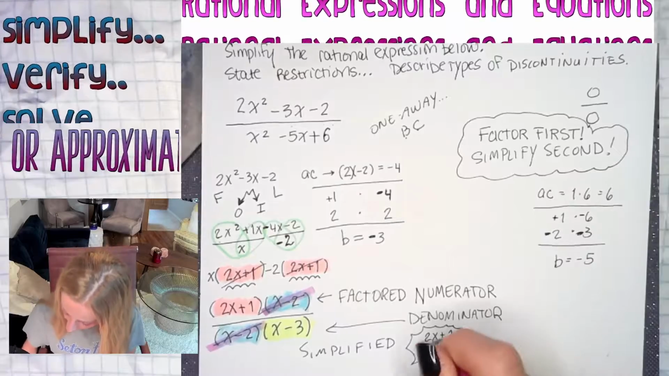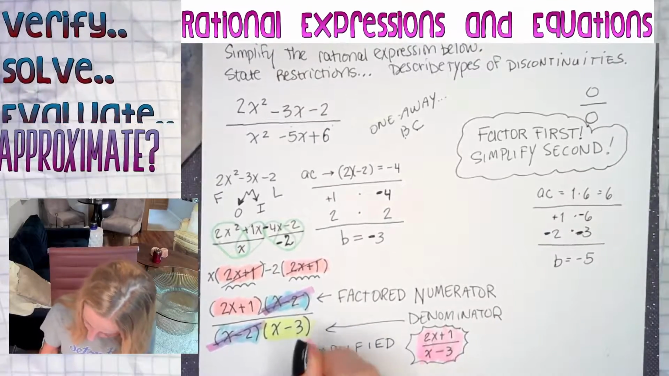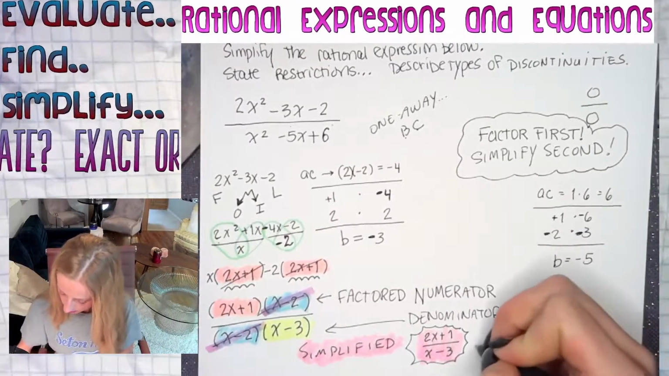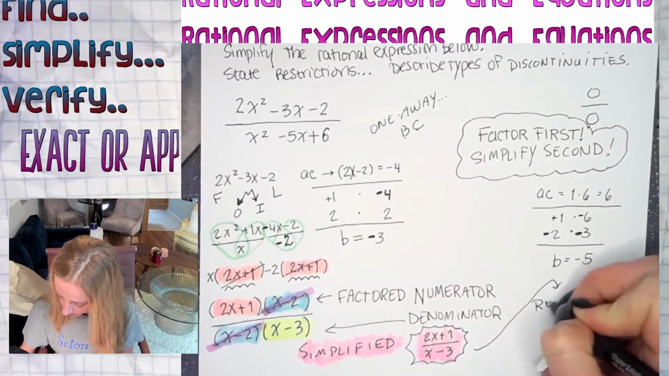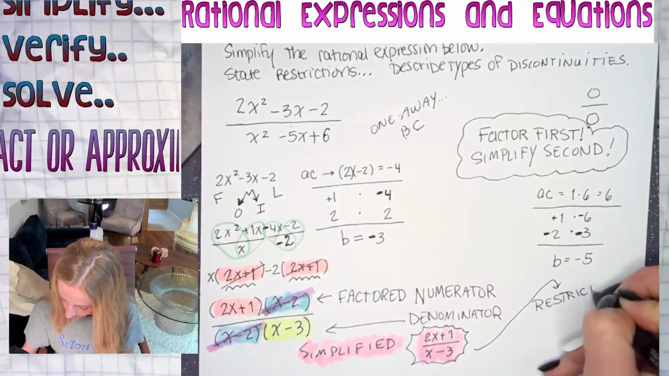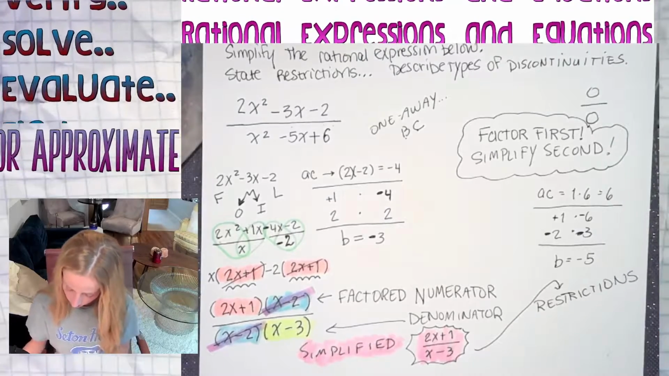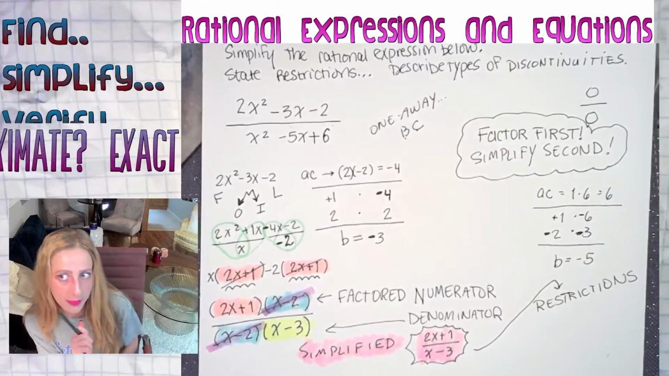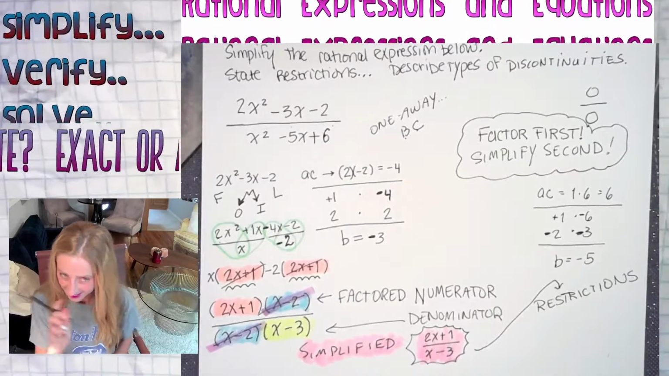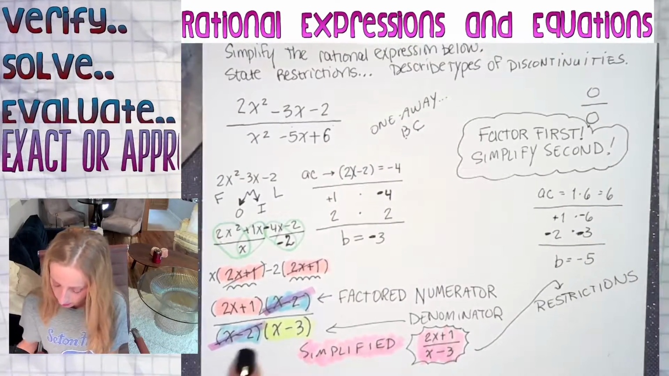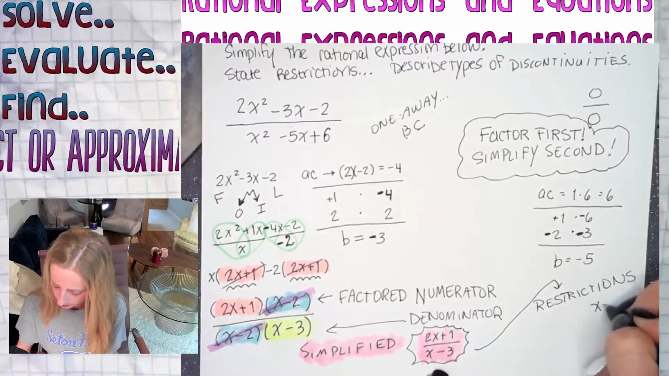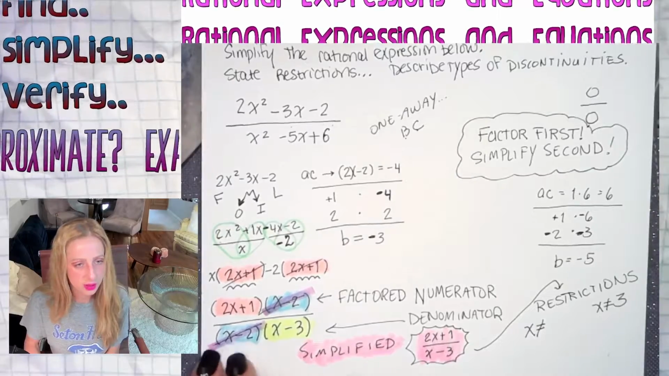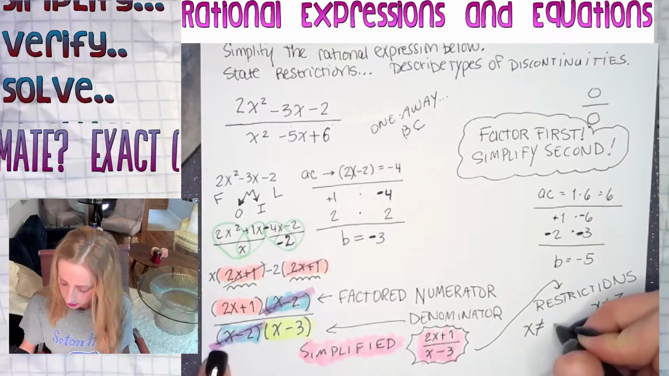What are my restrictions and what type of restrictions do I have? X cannot equal negative 0.5. Where are you getting 0.5, negative 0.5? We can't divide by 0. That means the denominator can't be 0. Right. Sorry. X cannot be positive 3. Right. X cannot be 3. What else? Remember, even anything that you reduced, got to look at that. X cannot be positive 2.